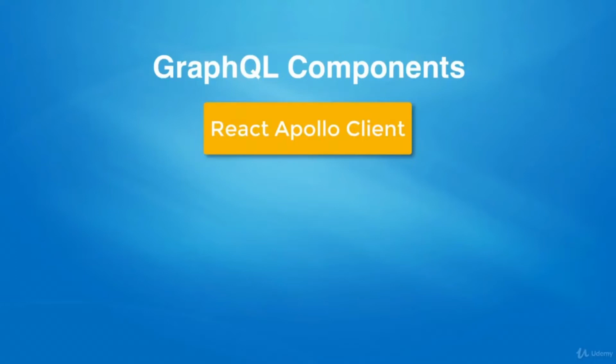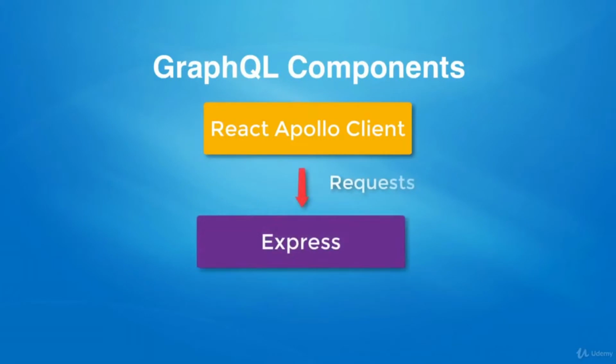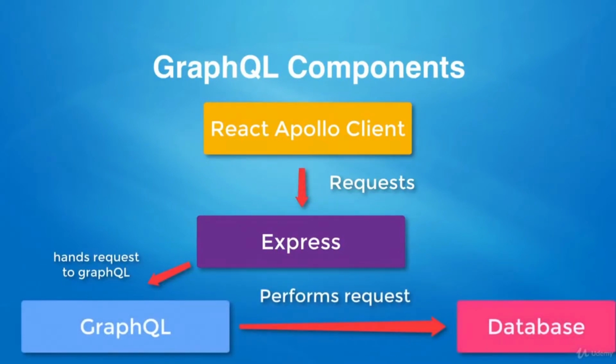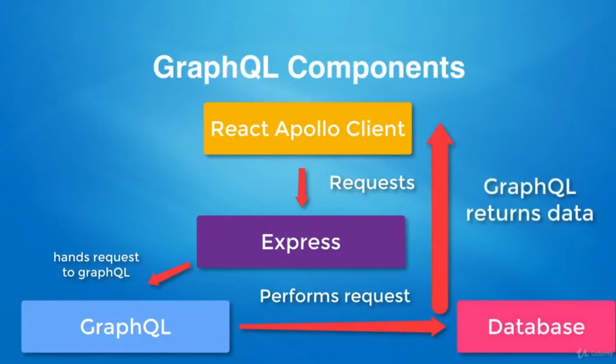The client, to populate the Twitter page with data, is going to make requests to our Express server. That Express server is going to hand over that request to GraphQL. GraphQL is then going to perform that request on our database, and then return the results all the way back to our client, our browser.